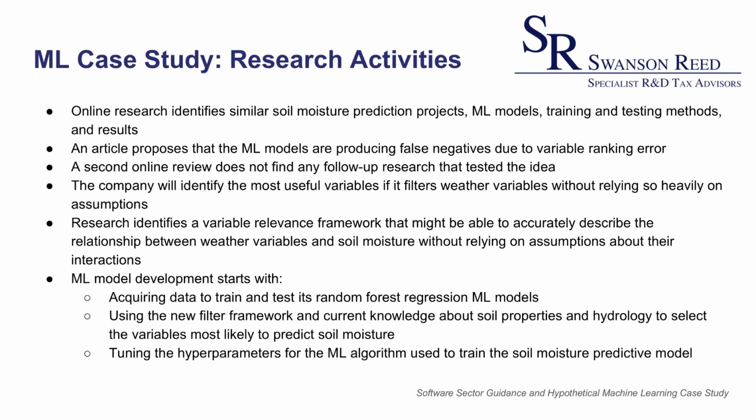The company uses the new filter framework and current knowledge about soil properties and hydrology to select the variables most likely to predict soil moisture. After finalizing its training and validation datasets, the company tunes the hyperparameters for the machine learning algorithm used to train the soil moisture predictive model. The tuning uses a basic dataset to establish benchmarks for both the experiment and the trained model.